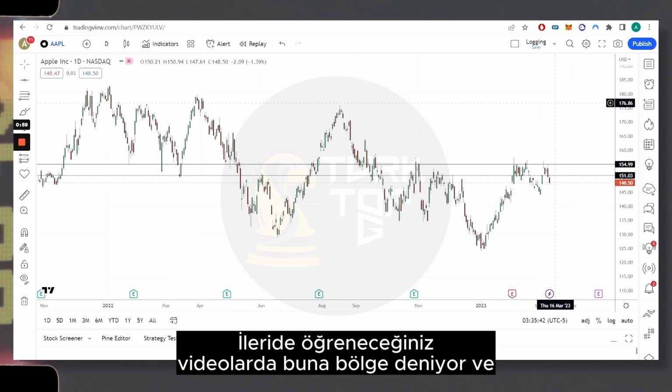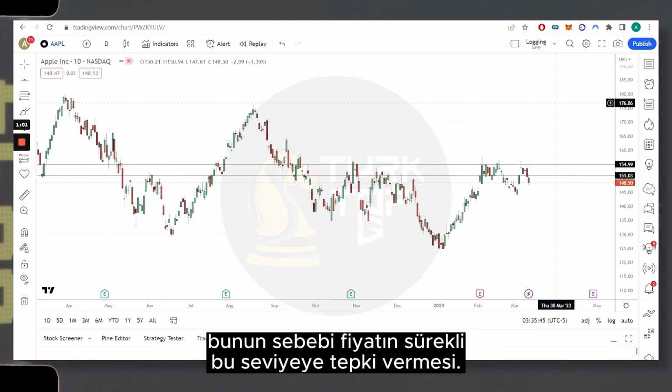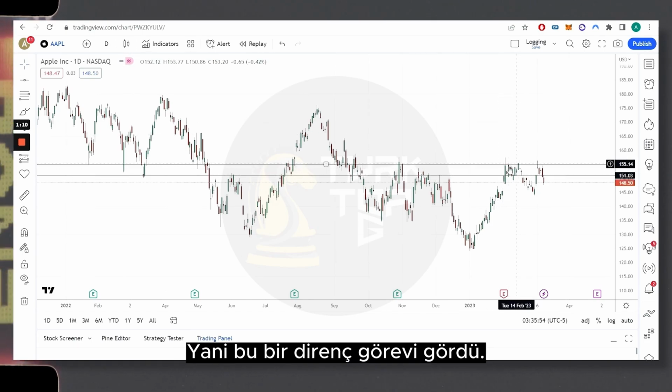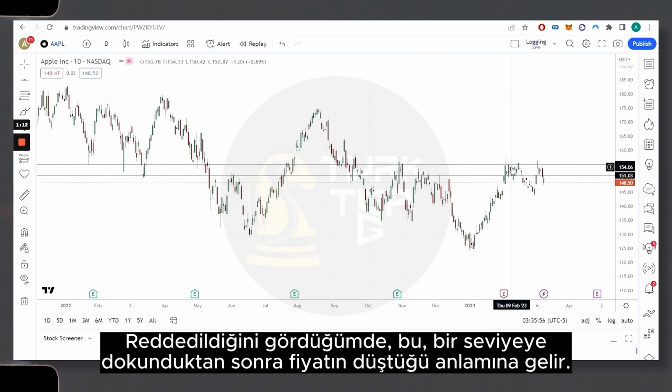In the future videos, you will learn it's called a zone. And the reason is that price is constantly reacting to this level. So you can see price came to this level and got rejected. So this acted as a resistance. When I say got rejected, it means price went down after touching a level.